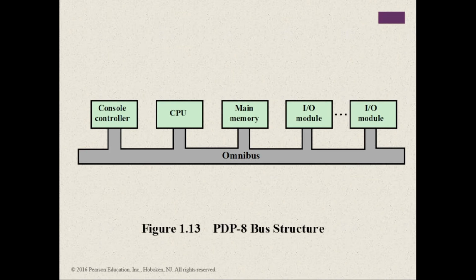In contrast to the central switch architecture, shown in figure 1.9, used by IBM on its 700, 7000 series and 360 systems, the later models of the PDP-8 use a structure that became virtually universal for microcomputers: the bus architecture. So this is the bus architecture, and of course, it is illustrated in this figure. The PDP-8 bus, called the Omnibus, consists of 96 separate signal paths used to carry control, address, and data signals.